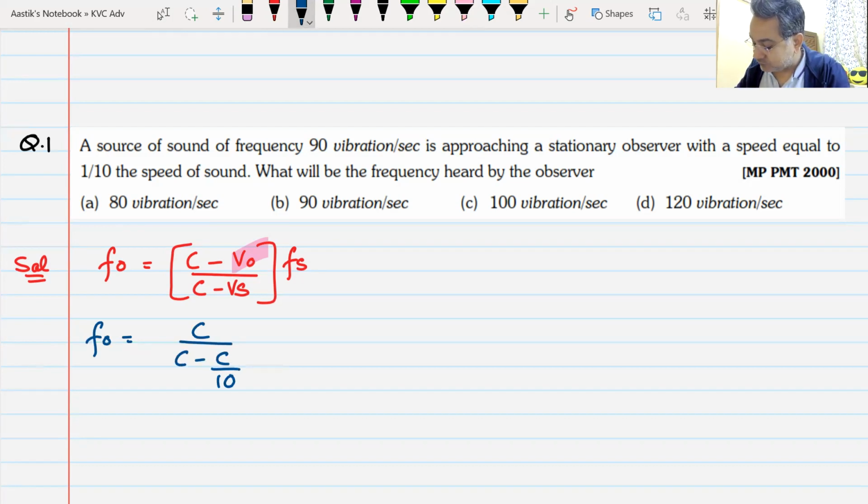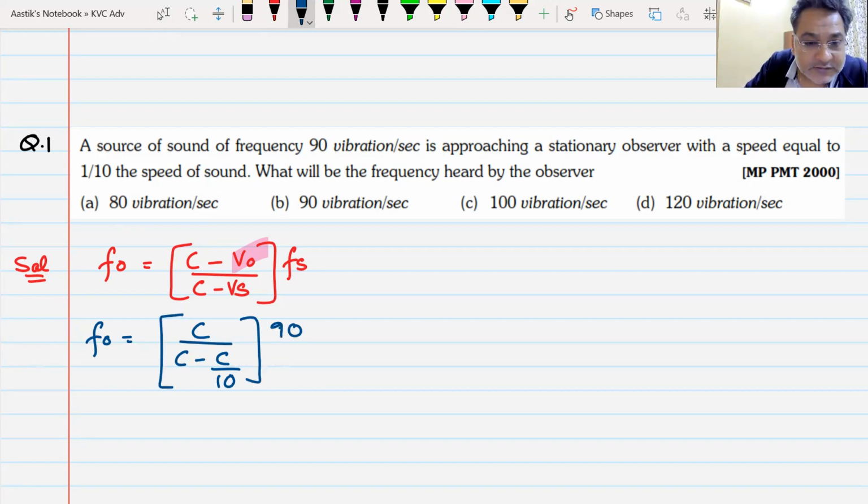Yes or no? Into Fs. Fs is 90. You can solve it, get your answer, and stay happy. Do we understand this? Understood, sir. Can you move on to the next question, sir?